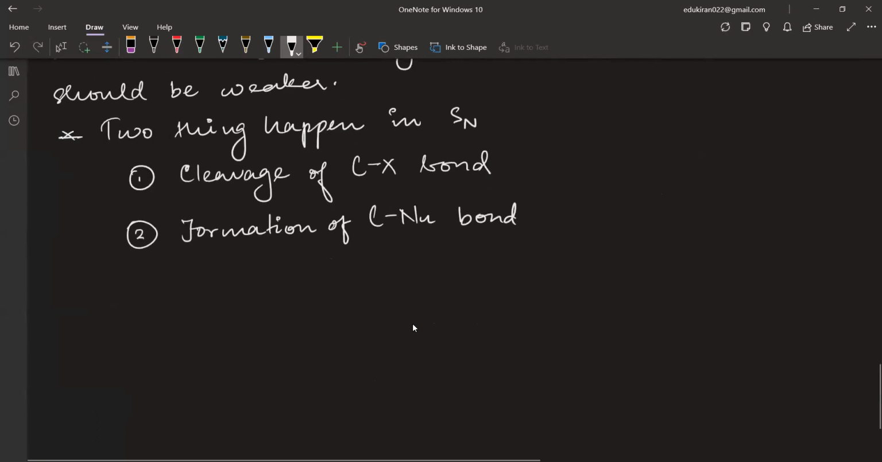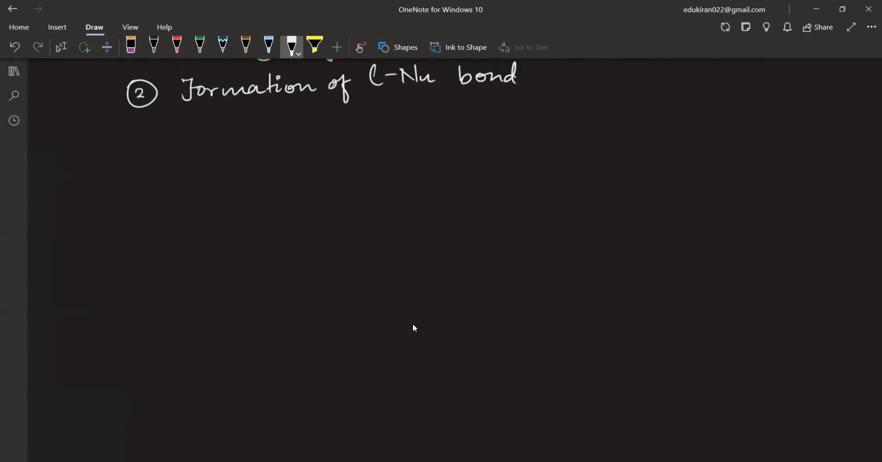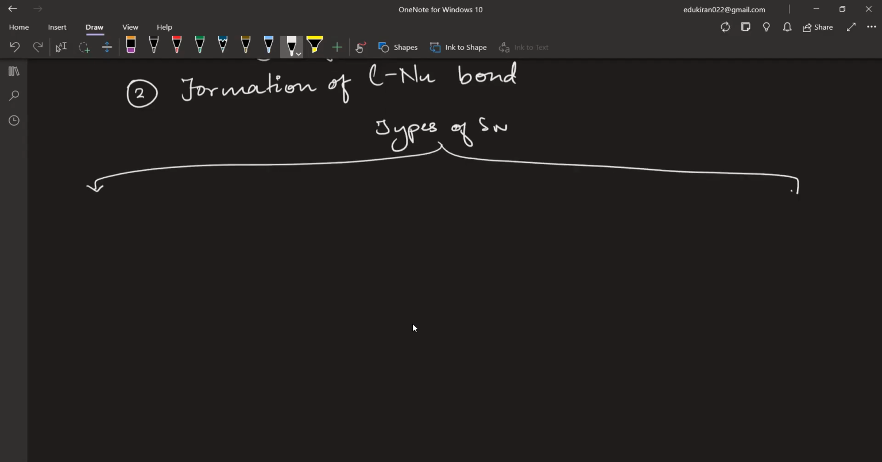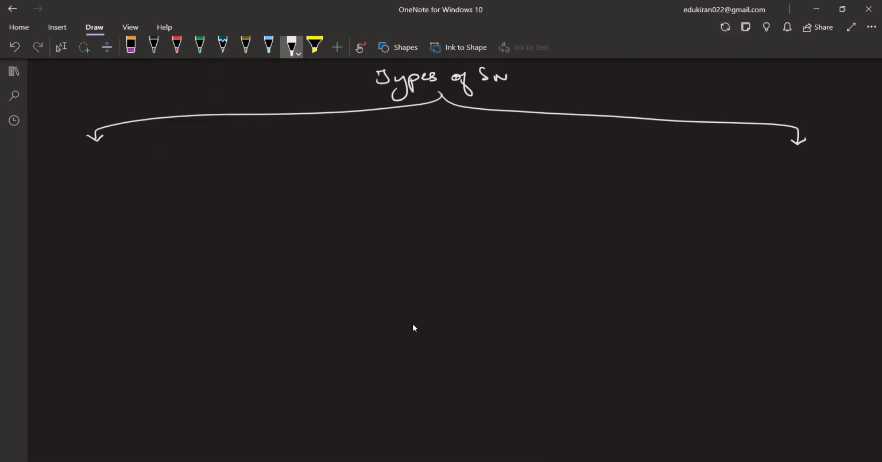Done. Okay. Now see types of SN. There are two types of SN. We will understand first, please don't write this. SN can happen in two steps, or SN can happen in a single step. SN in single step.